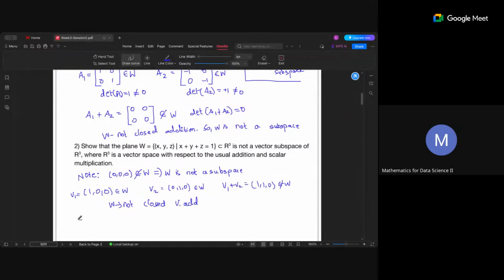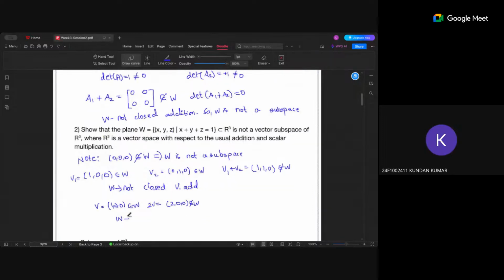The same way, let us take this vector 1, 0, 0 and multiply it with 2. So 2 times 1, 0, 0 is 2, 0, 0. This does not belong to W, right? Ma'am, can we multiply with 0 and say so? Multiplying with 0, if it helps us to argue this, then you can multiply with 0 and say that this vector does not belong to W. Yes, you can use that argument as well.